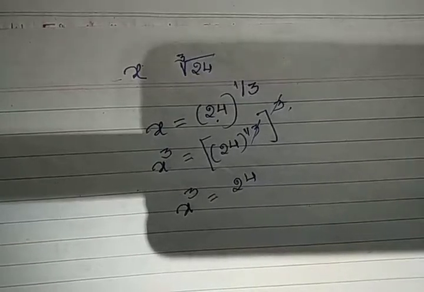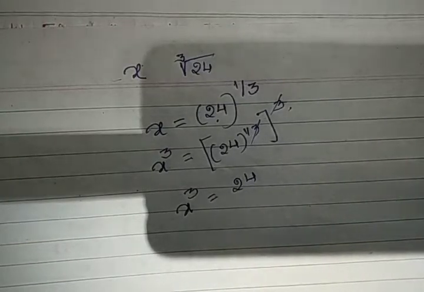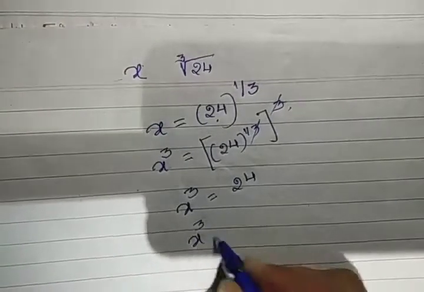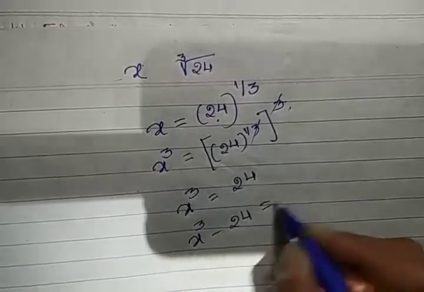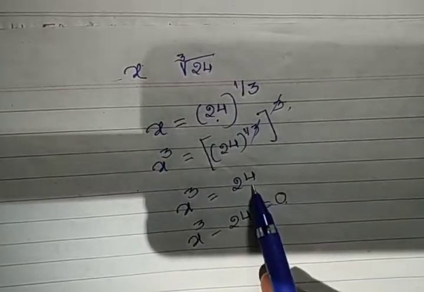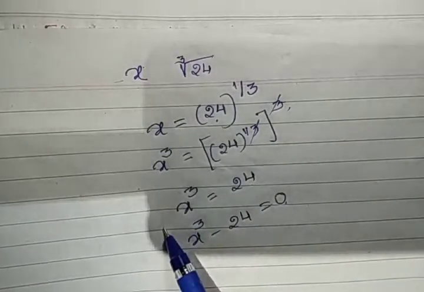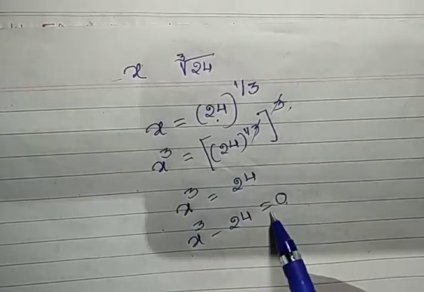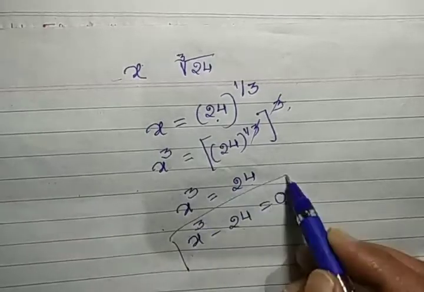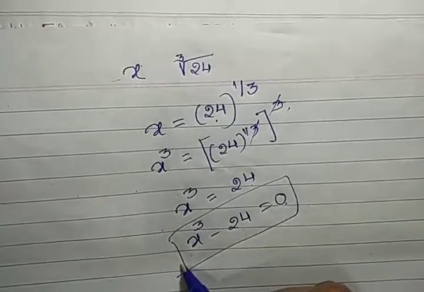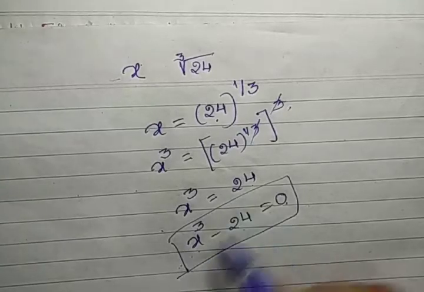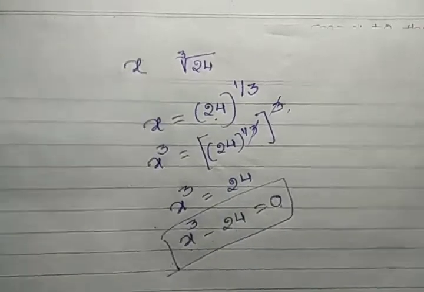In terms of equation we are converting. Then this will be x cube minus 24 is equal to 0. So take this 24 to the left side of the equation, then here it is x cube minus 24 is equal to 0. So this is the given equation for which we have to calculate its root.